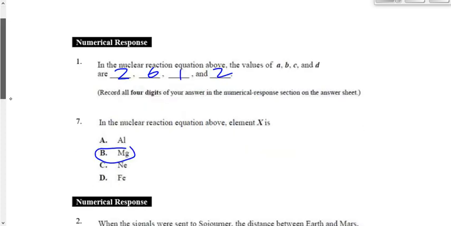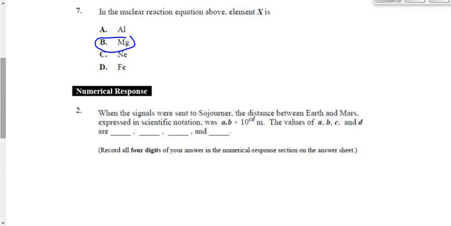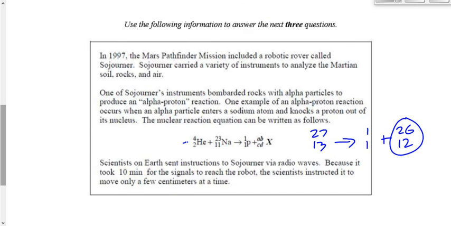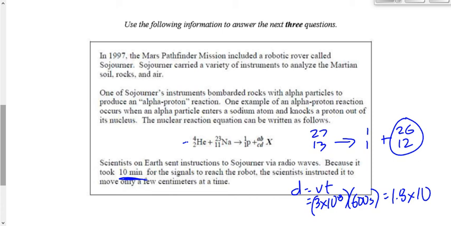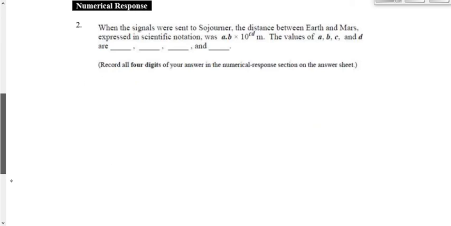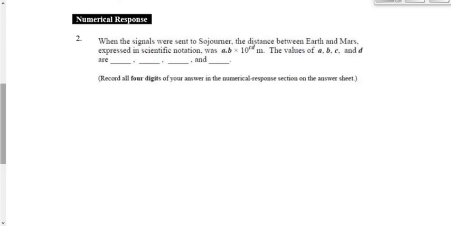And then finally, the last question. The signals are sent to the Sojourner. The distance between Earth and Mars is what? It's from our last unit. We say D is equal to V times T. The speed is 3 times 10 to the 8. And the time is 10 minutes right here, or 600 seconds. That gives me 1.8 times 10 to the 11, I believe it is. So 1811. Good there? Good? All right.